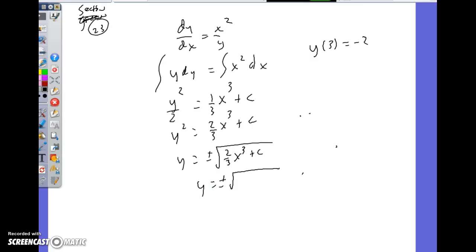Oh, I've got y as 2. Y should be -2. Okay. And this is going to be 2/3, 3 to the third, plus c. And I'm going to solve for c. There's 2 other places, right?